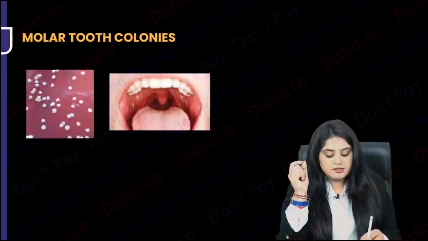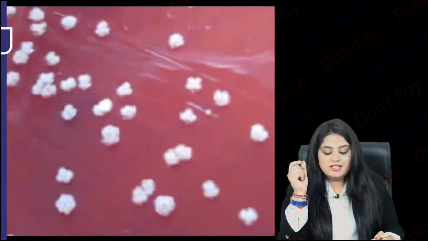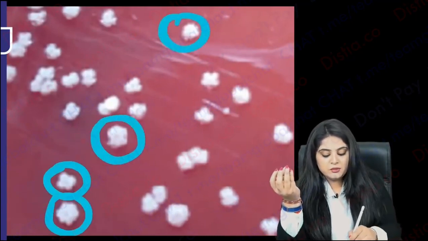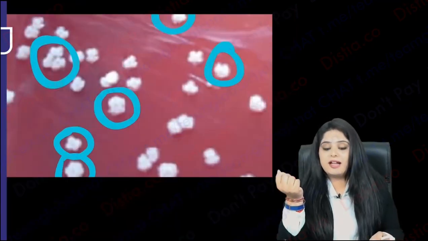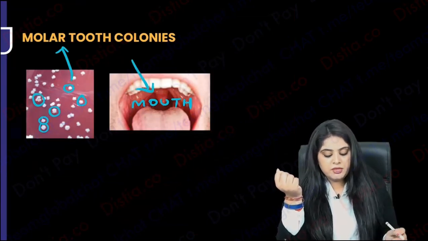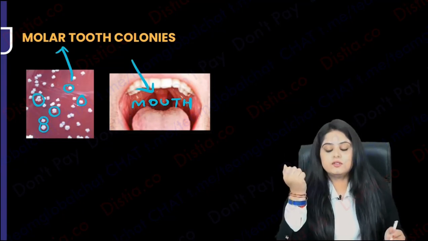Firstly, where is actinomyces going to be present? It's going to be present in the mouth. And secondly, look at the colony. Such beautiful, cute little molar teeth have been drawn over here. It's one of the cutest colonies that you'll find. So actinomyces is everything to do with the mouth, be it molar tooth or be it the actinomyces in the mouth. So now you will ask me, what all infections does it cause?